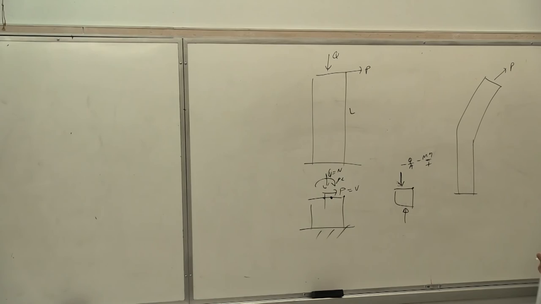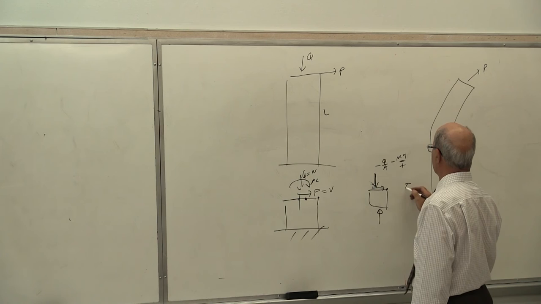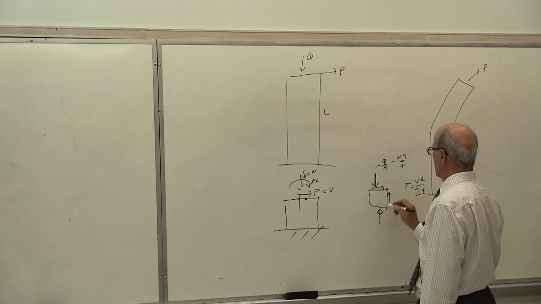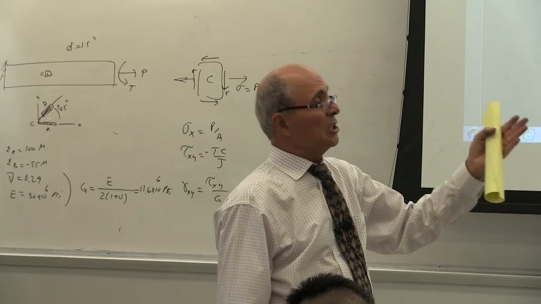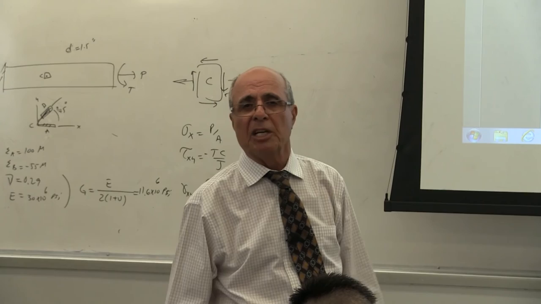And then you also have a shear stress like that. That shear stress this time is not TC over J. It is VQ over IT, etc. But if you quite frankly look at it, this is exactly what you see there. Everybody understand that? One normal stress and one shear stress. But instead of X, it is Y, and then the rest is the same. The statics of the problem changed. The strength part of it changed.